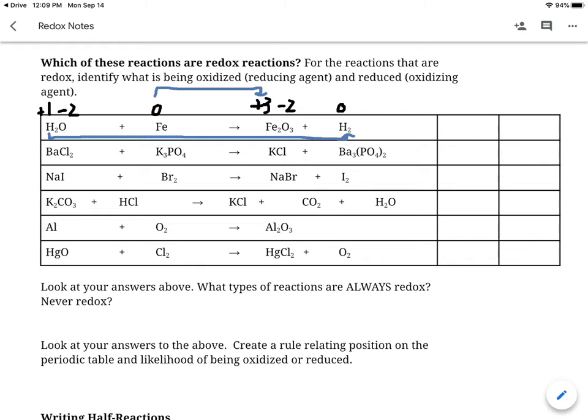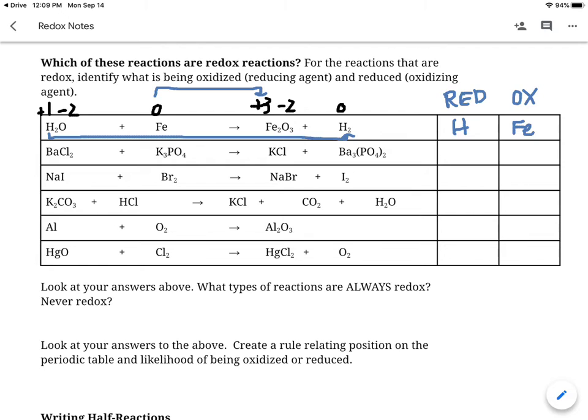So what we can see is that hydrogen is going from +1 to 0. So that is a reduction. So let's make a column for that. Hydrogen is being reduced, and iron is going from 0 to +3. So that's going to be the one that is undergoing oxidation. And you should notice that oxygen is -2 on both sides, which means it is neither being oxidized nor reduced.